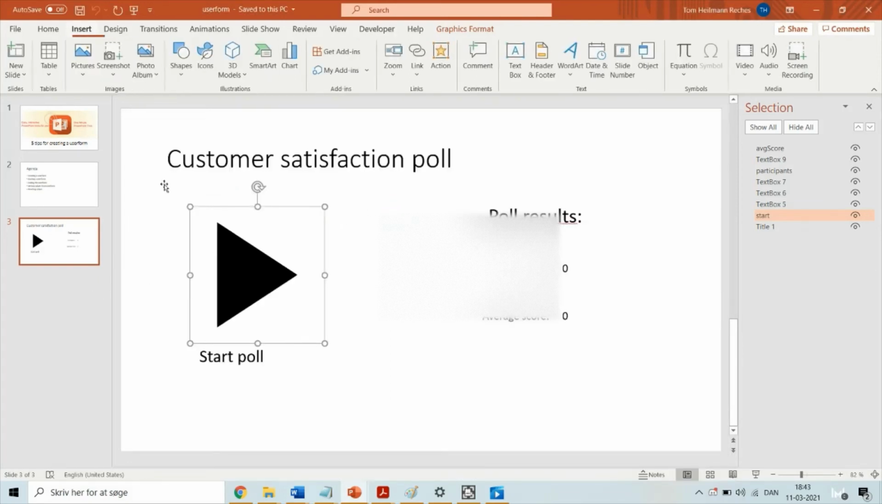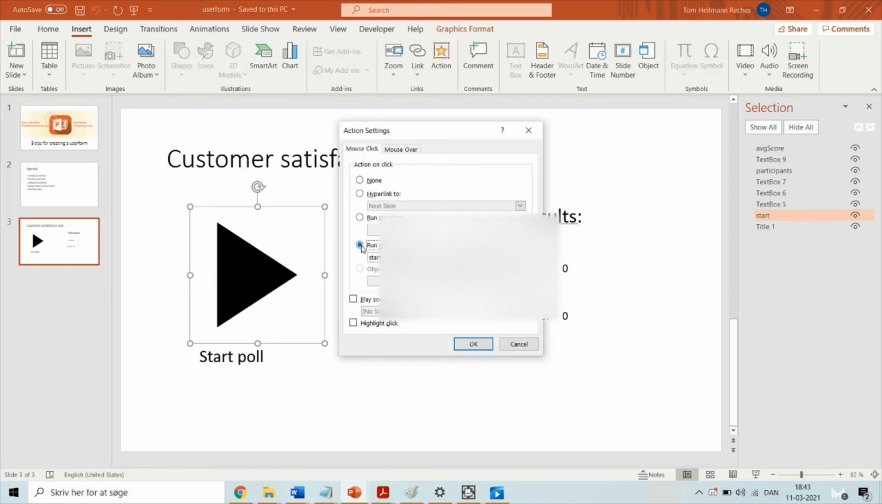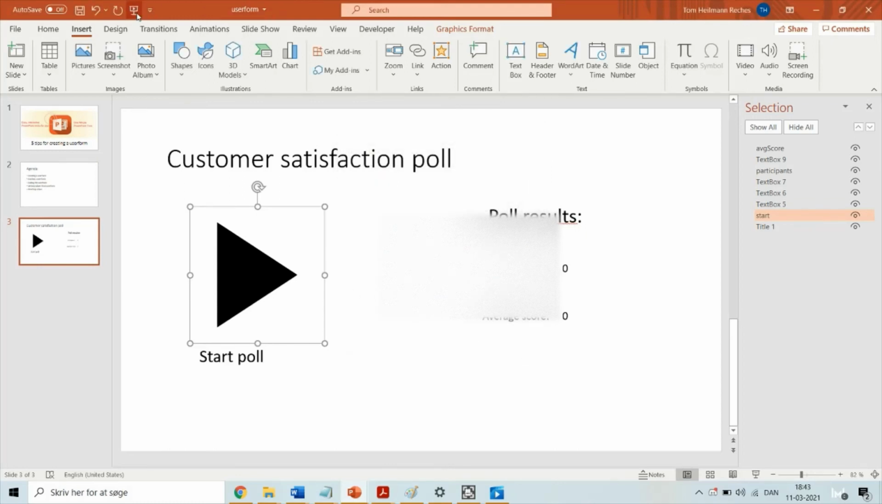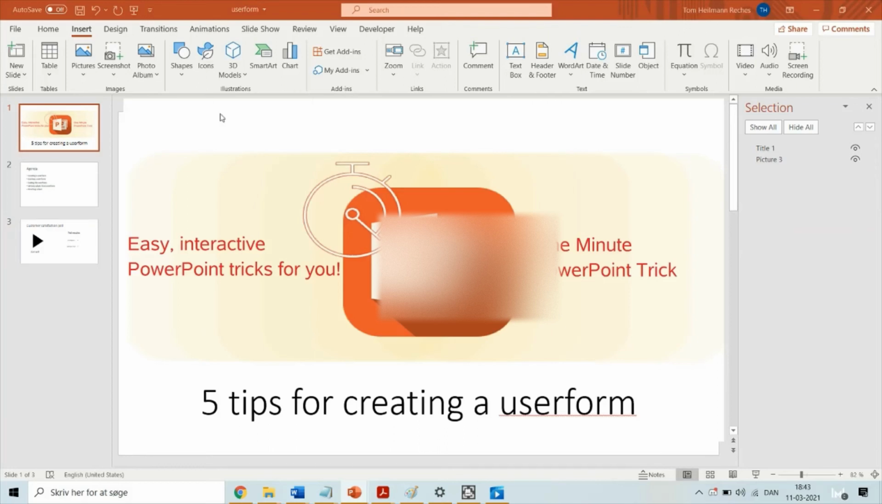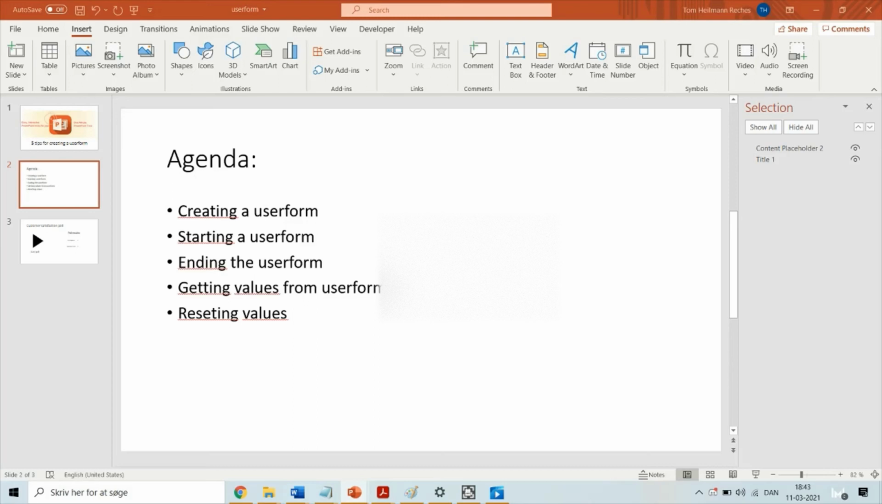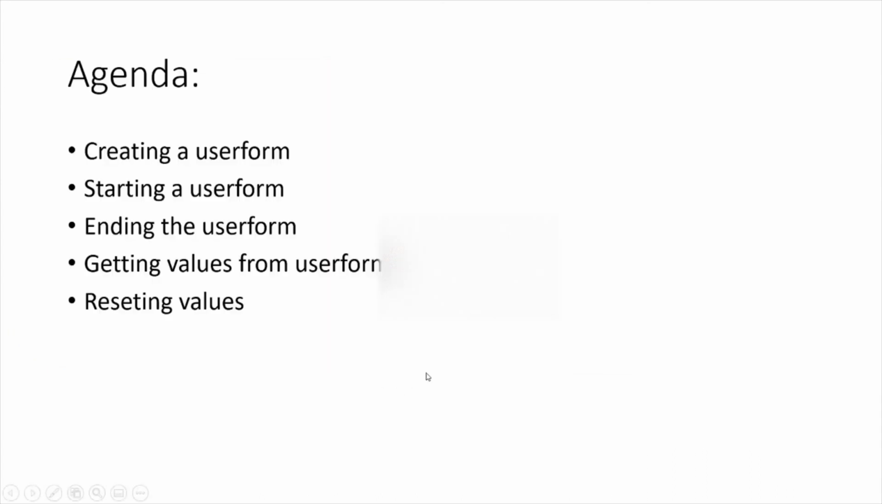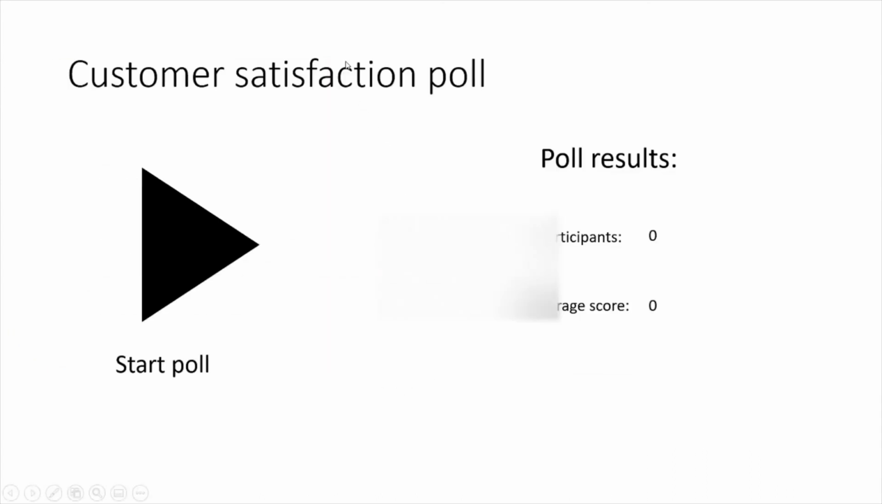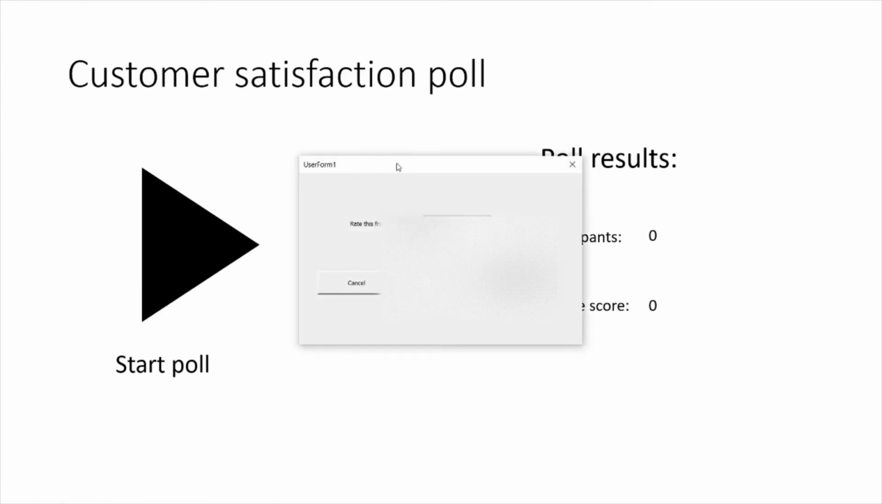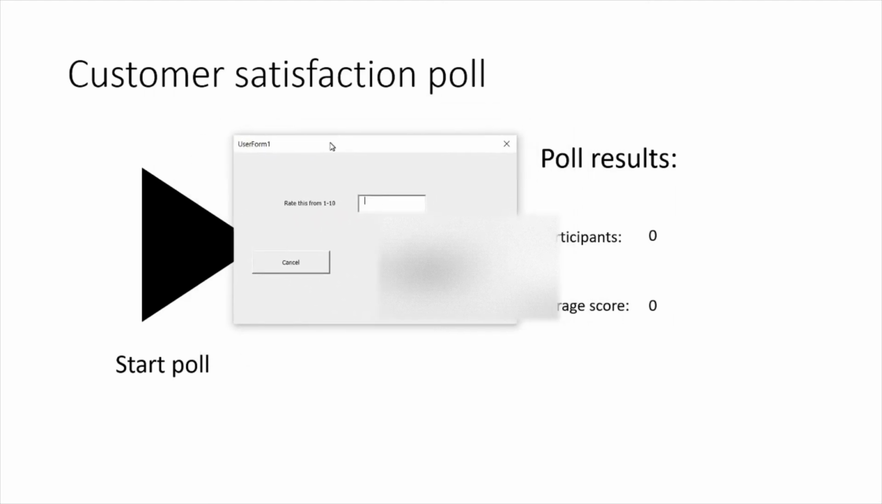So what we do here is we have selected this play button. We go to action and run this macro here. Okay, let's see if it works. I am not sure. Yes, so we have now started the presentation. Let's go to our customer satisfaction poll and press this. And as we can see, our very beautiful user form is popping up.